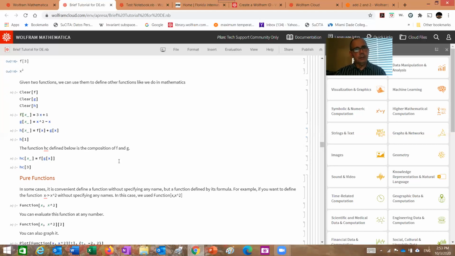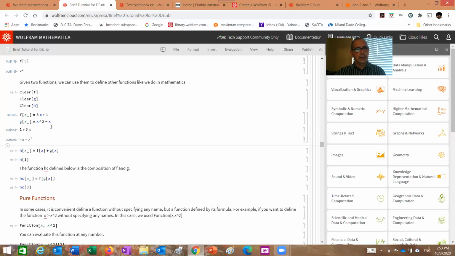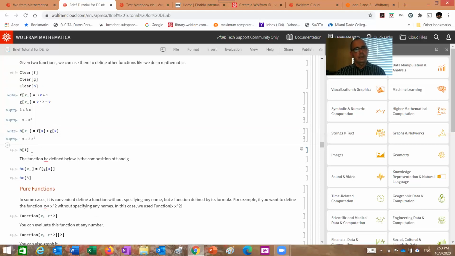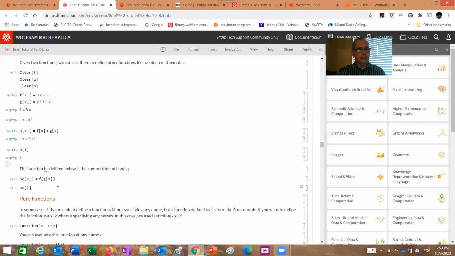Okay, let me enter the first part here. You put the cursor here, and then you press enter, and you get the two definitions. Now I define the function h as the sum of f of x and g of x. And now I can evaluate h at any number. For example, h of 1 is equal to 1.